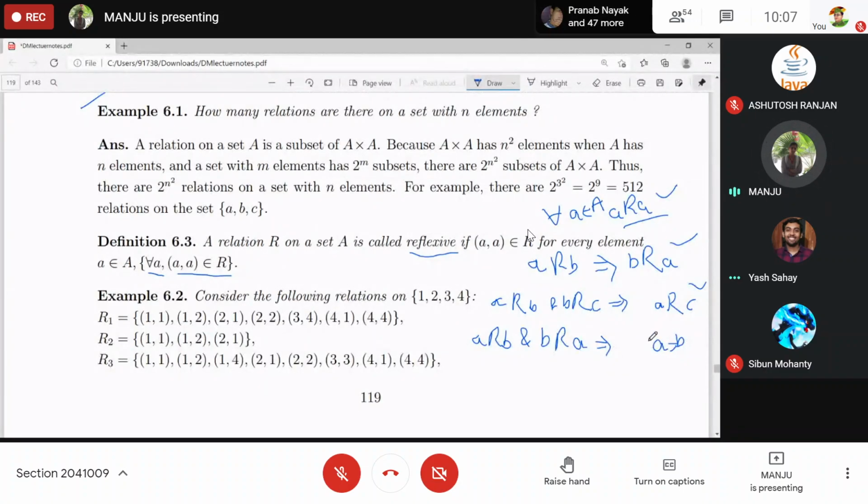So you can write an equivalent statement, that is the contrapositive, right? This will be for not equal pairs: for any pair A comma B, if they are not equal, then the negation of this means negation of this one or negation of this one. Then either A is not related to B or B is not related to A. Okay, clear? This is your antisymmetricity.